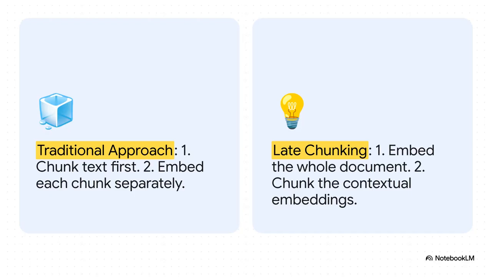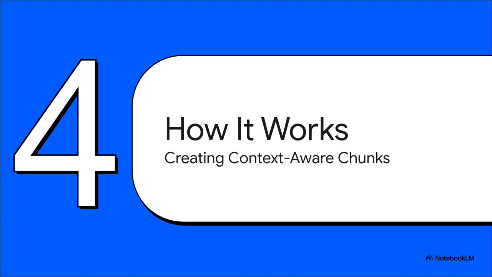Look, the key difference really is just when you chunk. The old way: chunk the text, then embed the chunks. The new way, late chunking: embed the whole document and then chunk the embeddings. That's it. That simple flip is the entire magic trick right there. Okay, so how on earth does that simple switch lead to such better results?